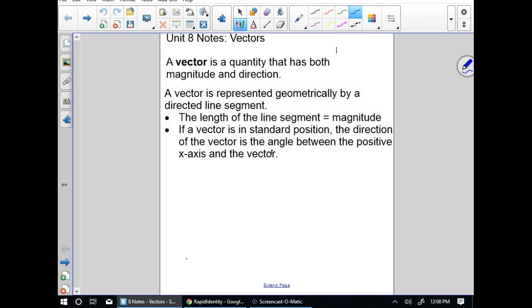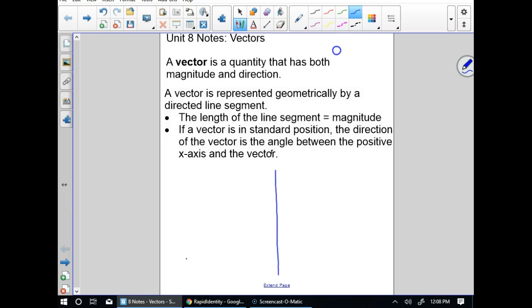So far we've been doing a lot of stuff with triangles. We've been doing law of sines and cosines and all of that stuff. So what we're going to do with these vectors, we're going to represent them geometrically by a directed line segment. The length of that line segment is the magnitude, or if it were velocity, it would be the speed. And if a vector is in standard position, the direction of the vector is the angle between the positive x-axis and the vector.